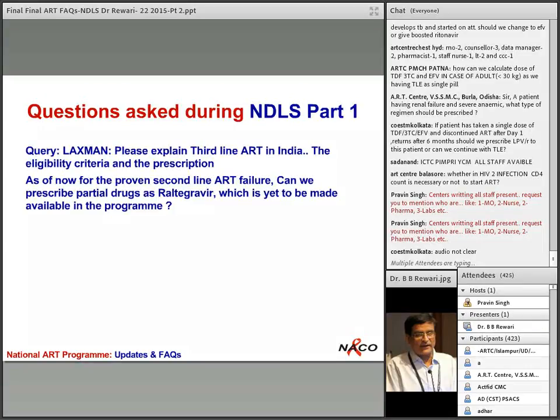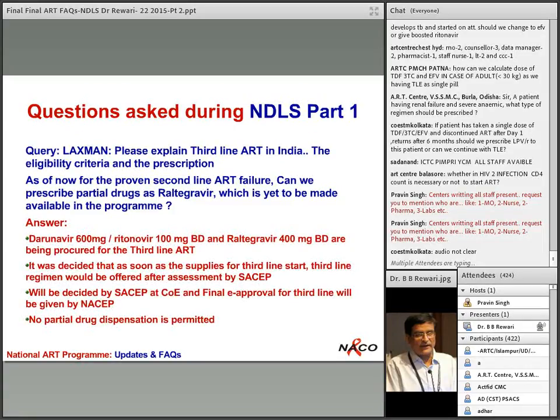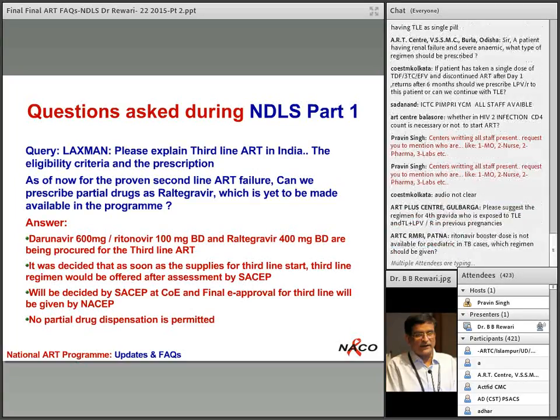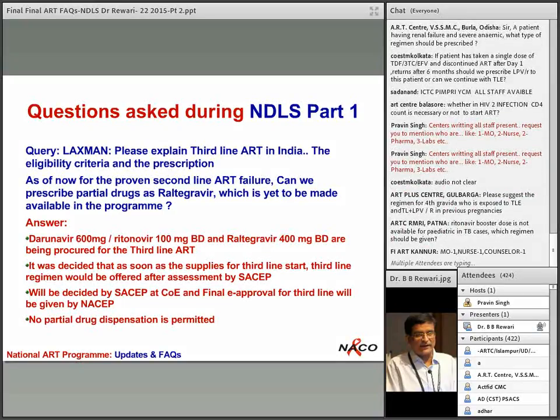Third line ART, it is very clearly last time also told that third line ART is under procurement. The tenders have been opened, and as soon as the supplies are received, this will be started, but then this will be approved only by SACEP at COE. Not all 54 SACEP will be able to evaluate this patient. Only Center of Excellence will evaluate this patient after referral from ART plus centers, and final e-approval will be given by NACEP.